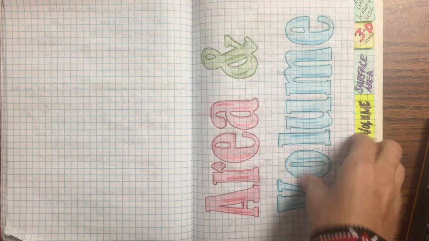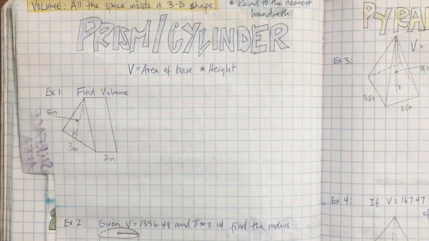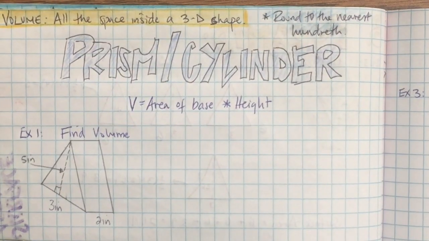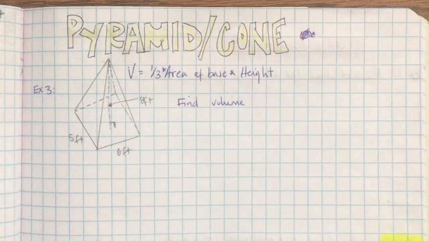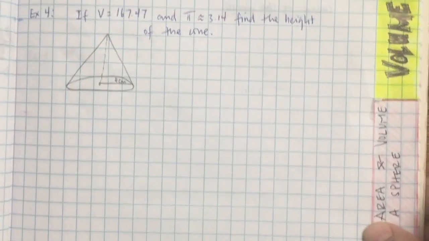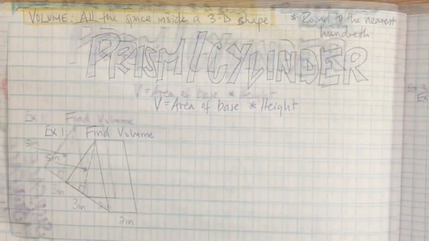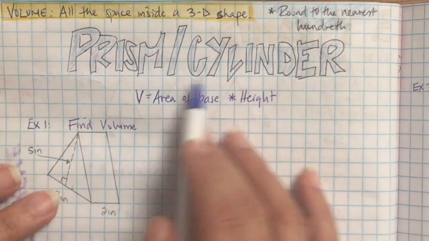Take a look at volume. The biggest thing about volume is plugging it in. Okay, so go ahead and make a tab, pause the video and copy the 4 examples down. So all we're going to do is just plug in numbers into formulas. You don't have to even remember the formulas, actually, except this first one.